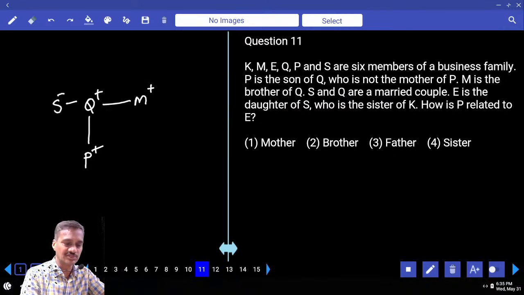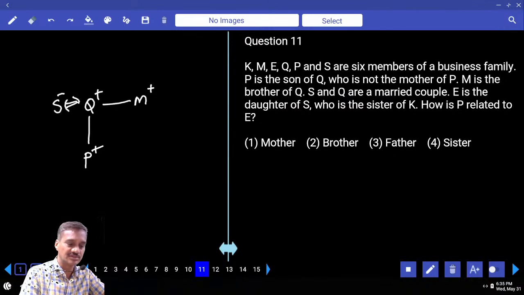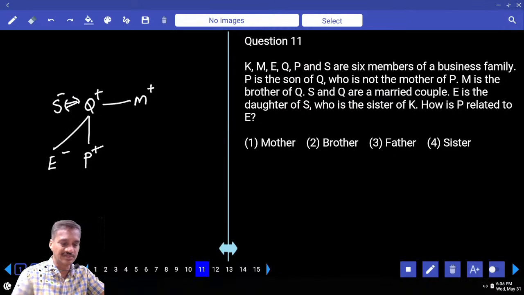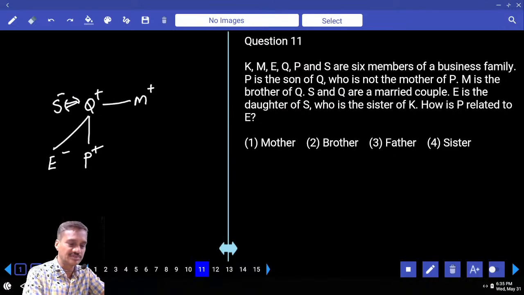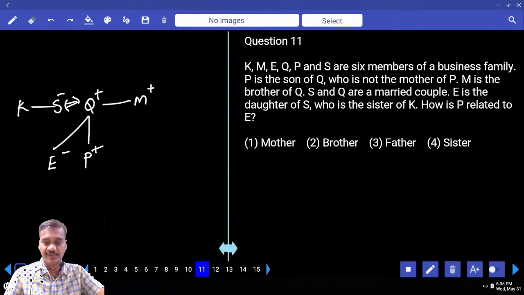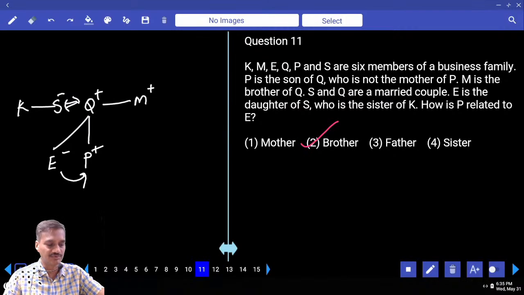Q is a male, S is a female. S and Q are married couple. And E is the daughter of S. Now this E is the daughter of S. Then S is the sister of K. Now this S is the sister of K. Then how is P related to E? Now P is the brother of E. Brother, choice 2, question number 11. Then 12th one.